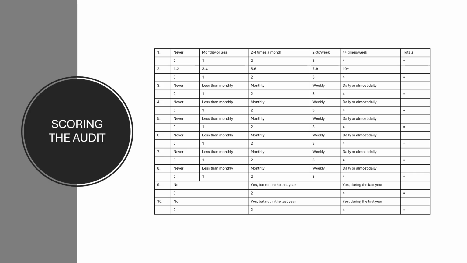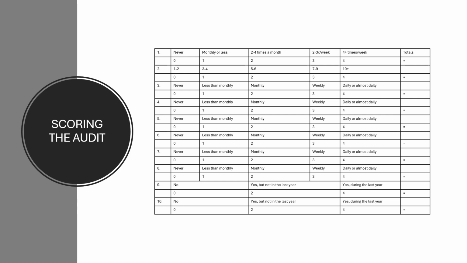For question 2, if you wrote down 1 to 2, your score would be a 0. 3 to 4 is a 1. 5 to 6 would score a 2. 7 to 9 scores a 3. And 10 or more scores a 4.